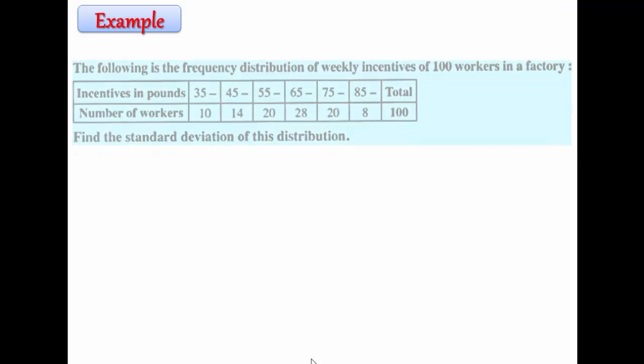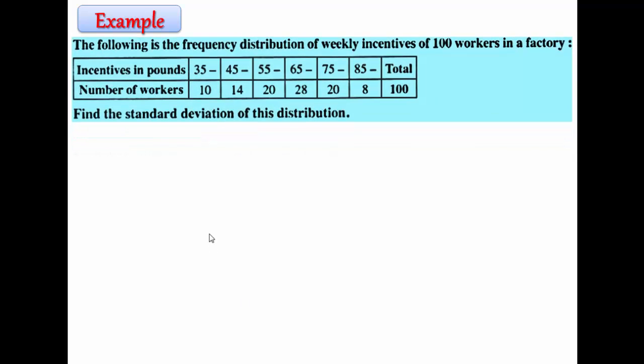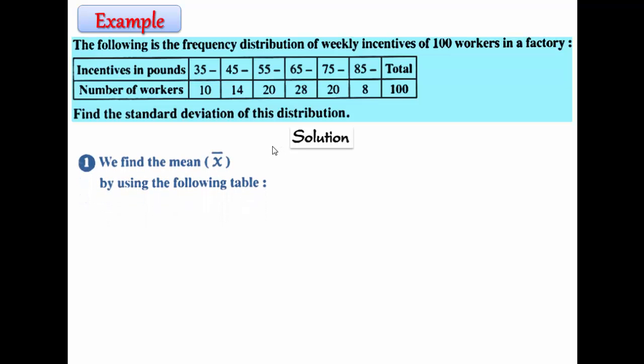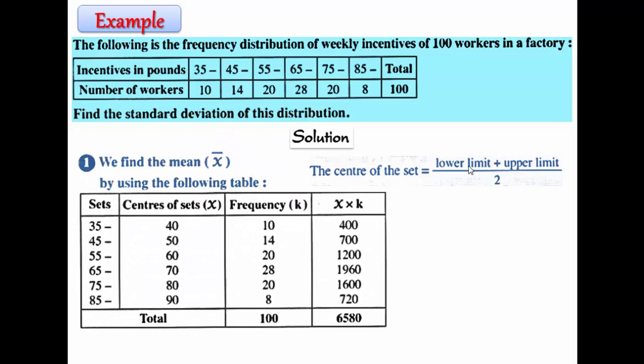Second example. The following is the frequency distribution of weekly incentive of 100 workers in a factory. Find the standard deviation of this distribution. Solution. First step, we find the mean x bar by using the following table. Note, the center of the set equals lower limit plus upper limit over 2. I will explain it clearly now.